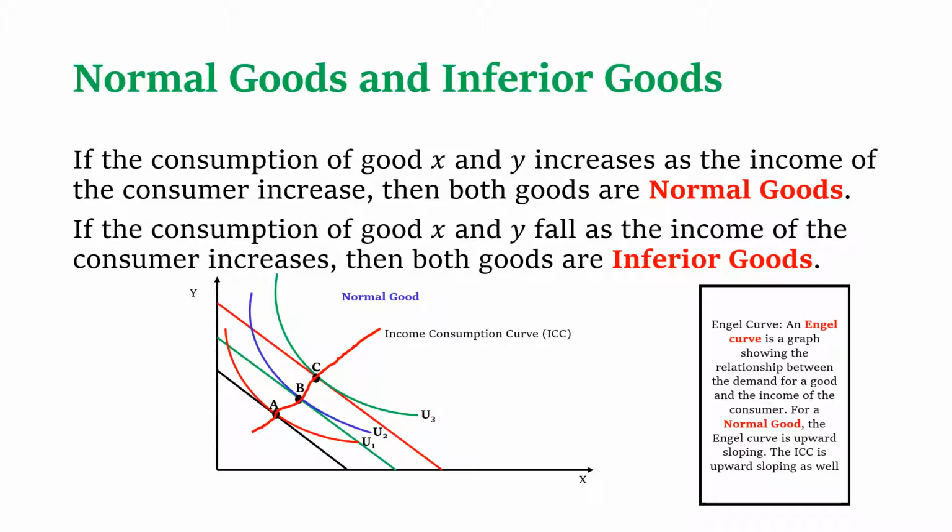Now, in the case of normal goods, the income consumption curve is upward sloping. So normal goods are goods that are consumed in large quantities as the income of the consumer increases. In other words, we say for all normal goods, the demand for them increases when the consumer's income increases.